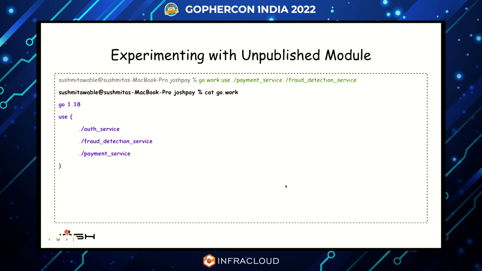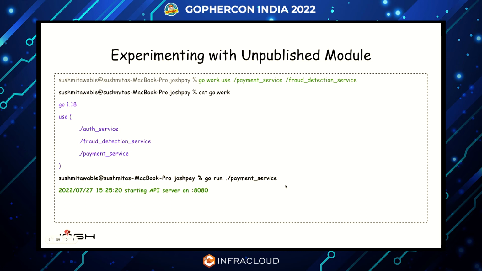And now I try to run the service from the root directory, that is go run payment service. And I'm able to run this service without go getting any module. And this is referring to my local change, the local change which I have not published to Git. So I can experiment with different kinds of modules without pushing them to Git, and I'll push it whenever I have a definite solution for it.